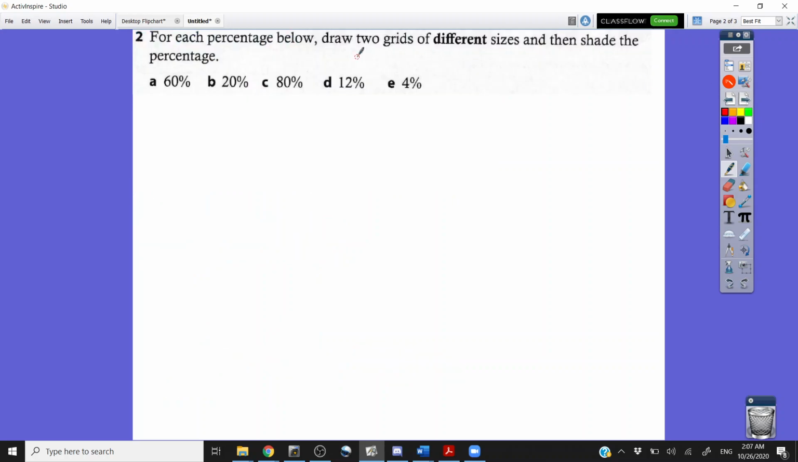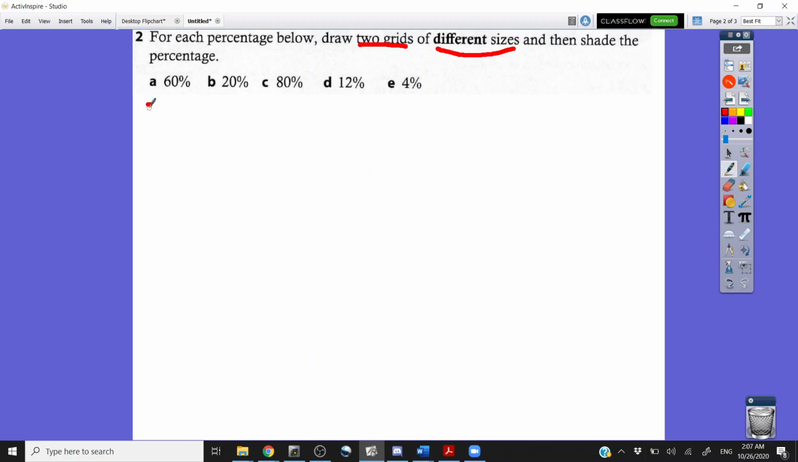When you get to the next ones, just to give a little more definition to how this works, for each percentage below, draw 2 grids of different sizes. So we're going to have to draw 2 grids for each one, and they'll have to have different sizes for each one, and shade the percentage. So 60%, great, because I know what percentage means.